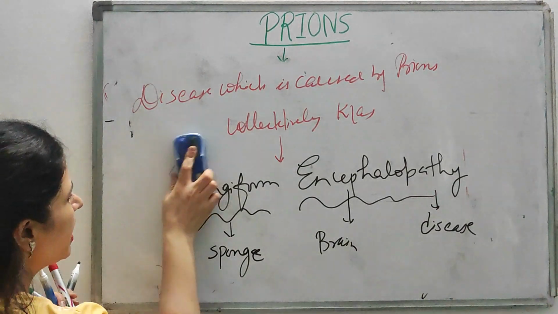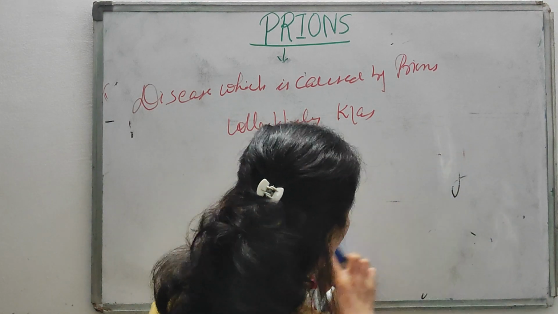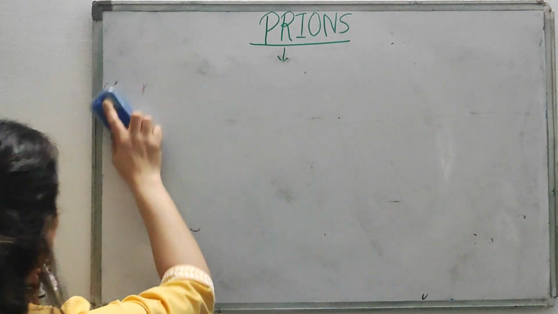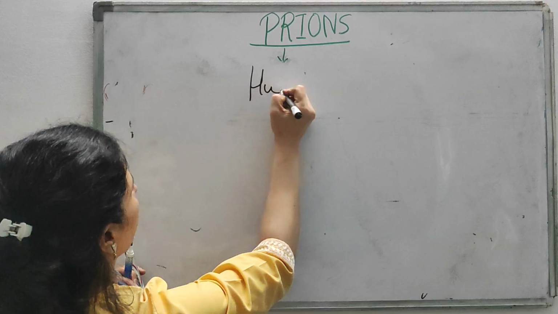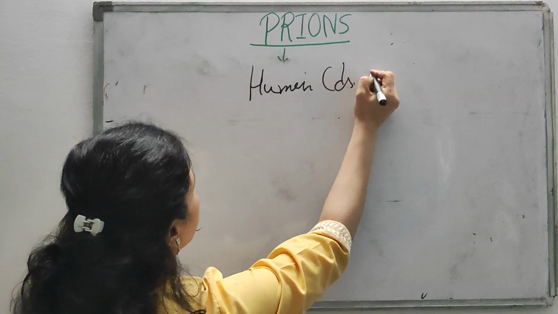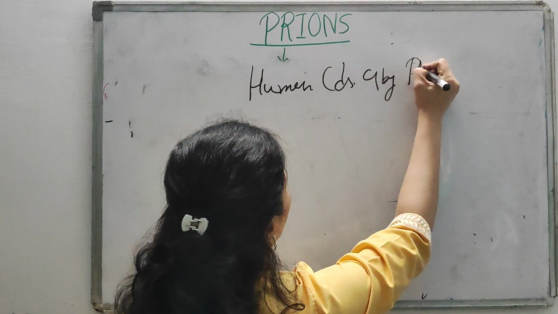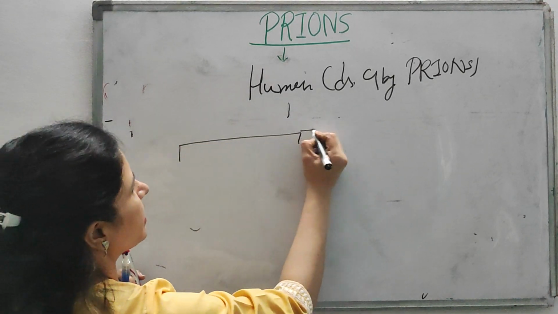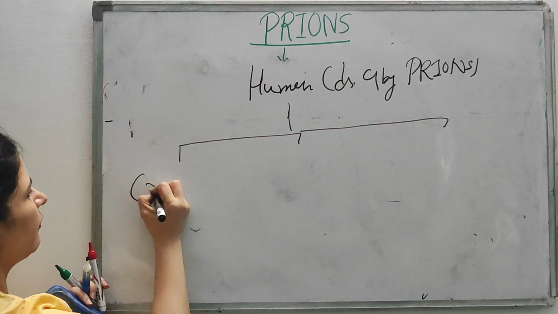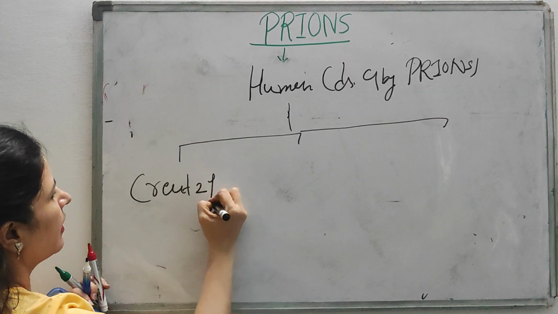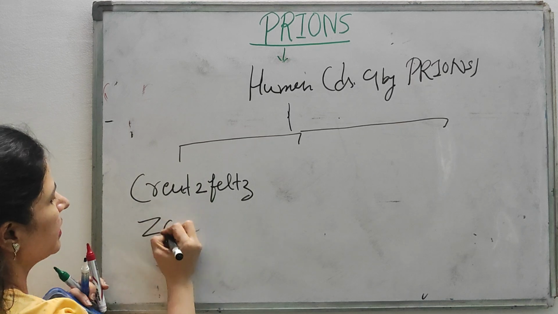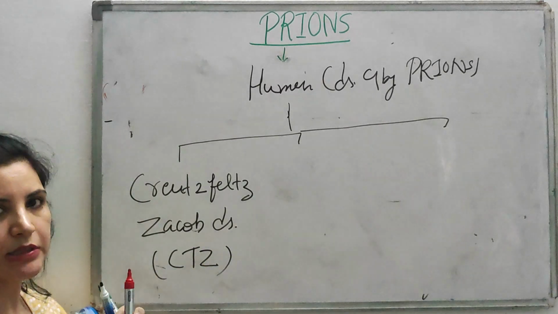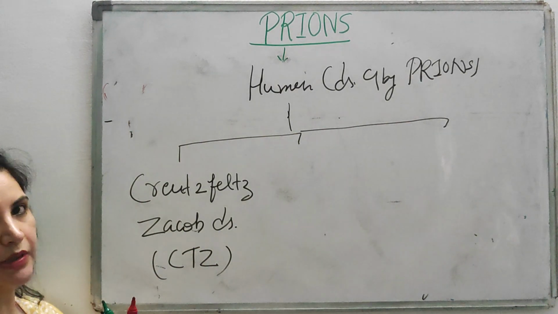Okay. Now, the name of these spongiform encephalopathies is different in different animals. Like in humans, what kind of diseases do prions cause? First, we will talk about humans. In humans, there are three diseases which are caused by prions. First is that of Creutzfeldt Jacob disease. In short form, you can write CJD. First disease is your Creutzfeldt Jacob disease in humans.